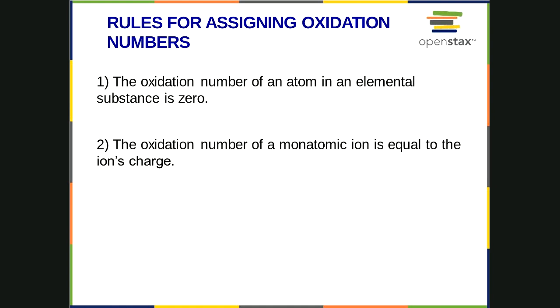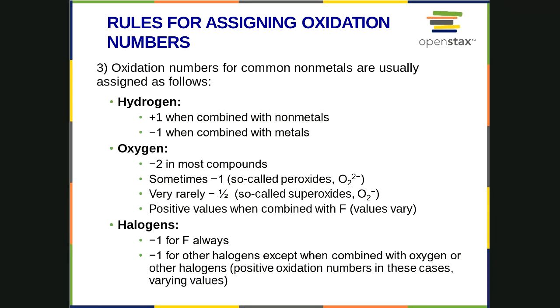So the first rule is pretty straightforward. The oxidation number of an atom in an elemental substance is zero. That just means if I have an element bonded to itself or a single atom by itself, the oxidation number is considered zero. If the element is in a monatomic ion, the oxidation number is going to be the same as its charge. In some of these cases, you can use these other oxidation numbers when you have other elements combined with ions.